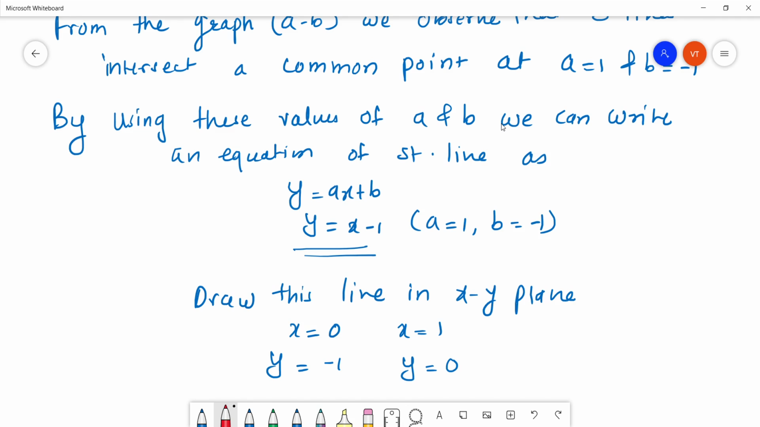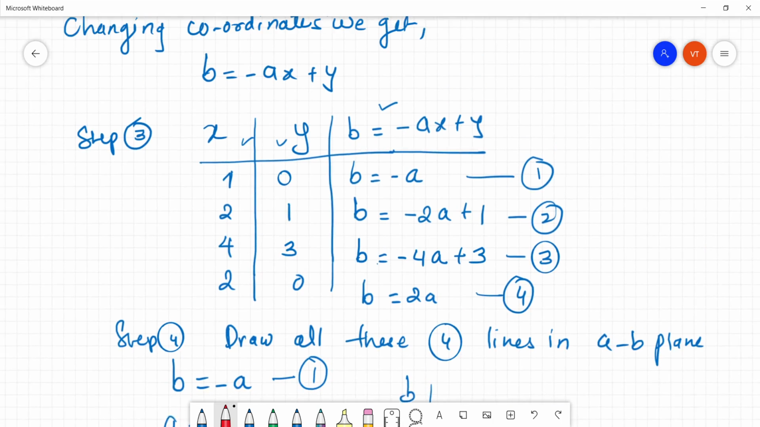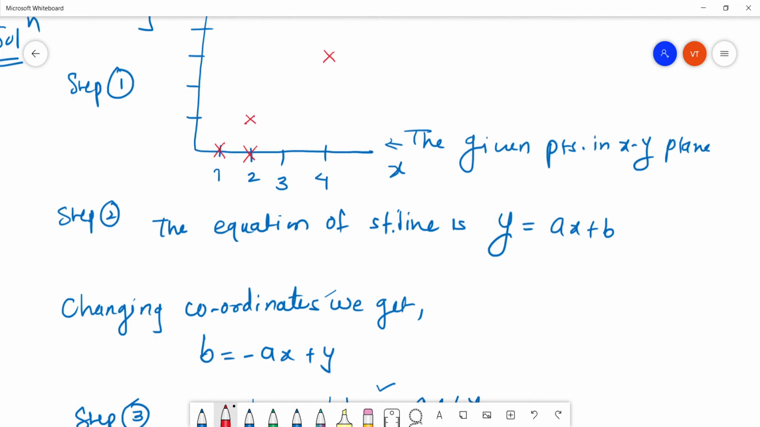After plotting, what will you get? In the xy plane you are plotting, right? Here after plotting you will get this. Sorry, I'm not able to draw it. It's a straight line. You'll get a line which is passing through these 3 points.